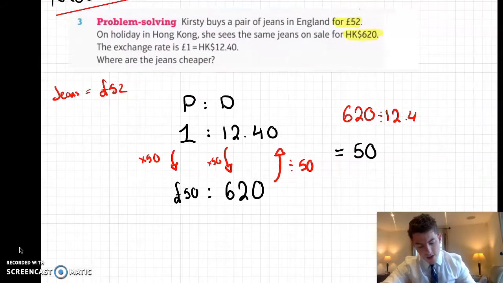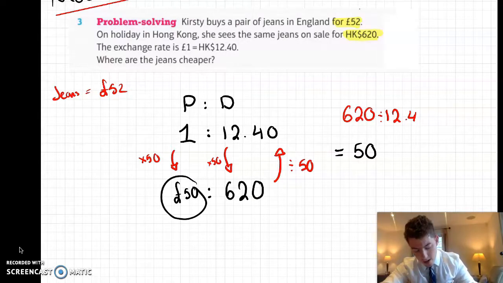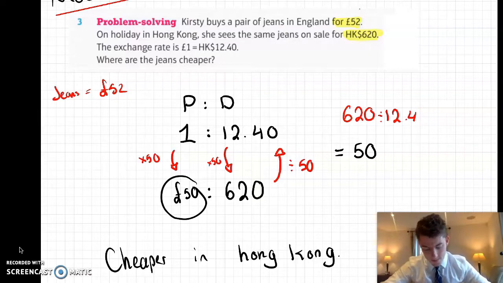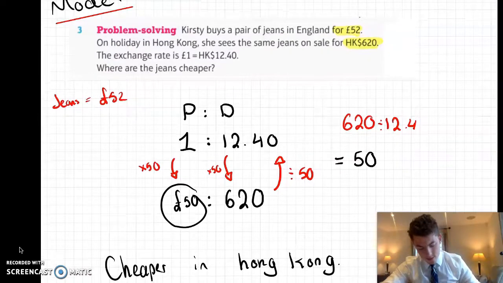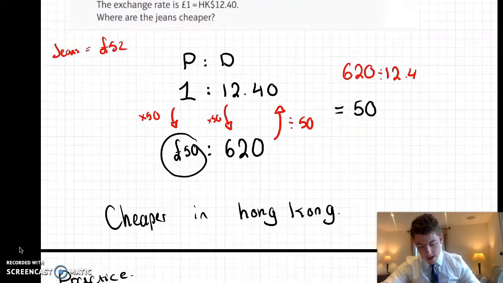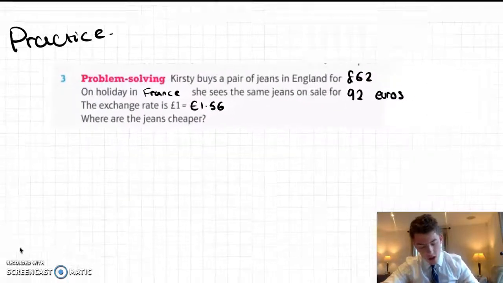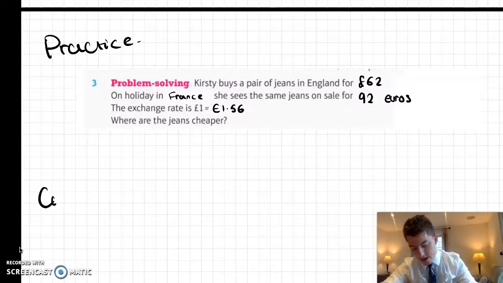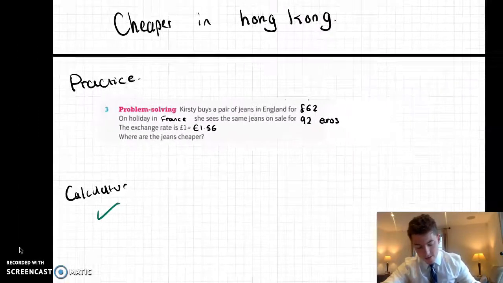But they cost Kirsty £52 in England. So where are they cheaper? They are cheaper in Hong Kong. Okay. Copy that down. And then have a go at this question. Same question, just you're now in France. Please use a calculator for this. Calculator is okay. So please use a calculator. Okay, have a go at that.